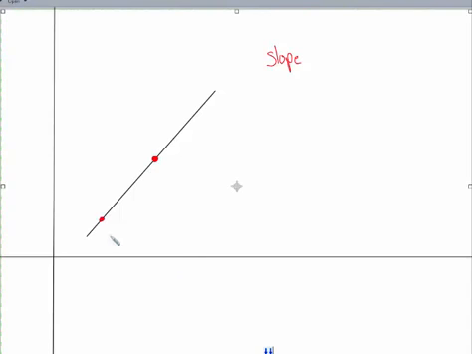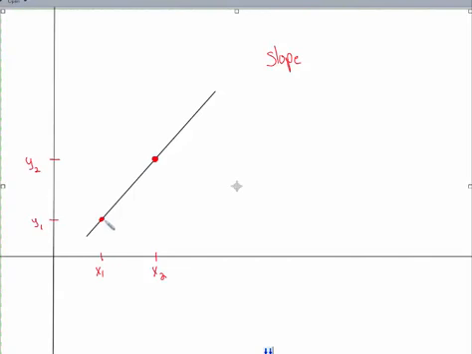Now, to find the slope we usually need coordinates. We're not going to actually have values here, so let's just call this x1, whatever this value is, and this would be y1, right? The y-axis, the x-axis. Over here at this coordinate, this would be x2, this would be y2.